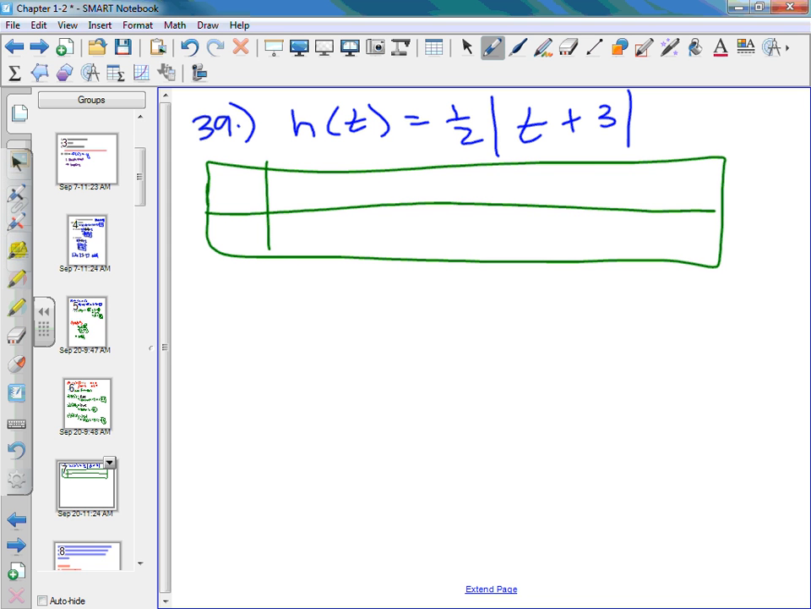They give you T, and then they tell you to do H at T. And those are the values that they give you: negative 5, negative 4, negative 3, negative 2, negative 1. What do I want you to do as a teacher? It says to complete the table. How do you complete the table here? It is plug and shove.